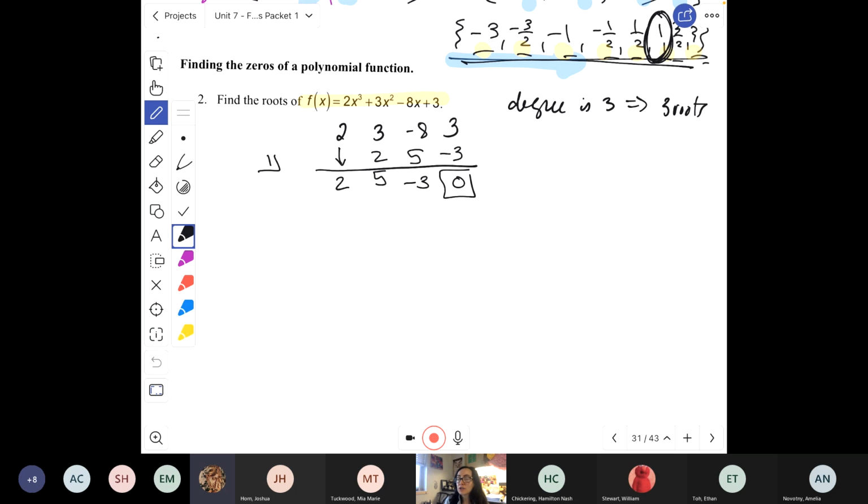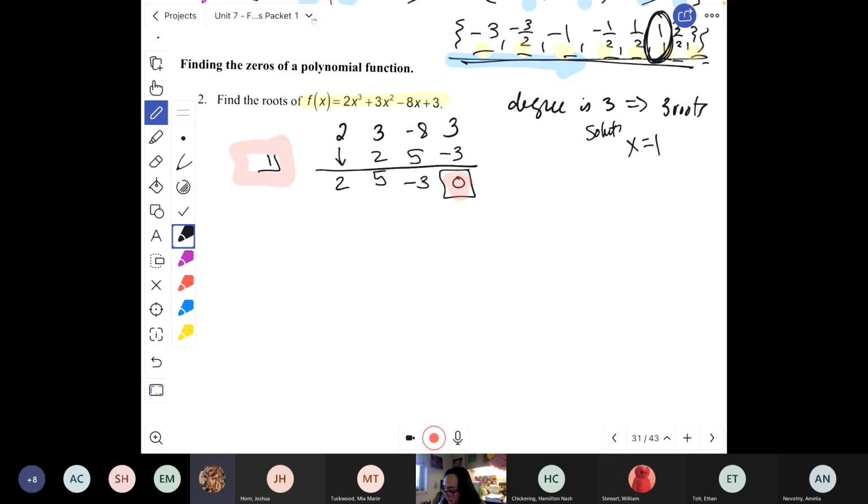So in this case, I actually chose my root correctly. If I had gotten a non-zero value as my remainder, it would not be a root. I'd have to throw it out of the set. I know it's not a root. So in this case, I did get a remainder of 0. So I know that 1 is a root, 1 is a solution. So I know x equal 1 is a solution.